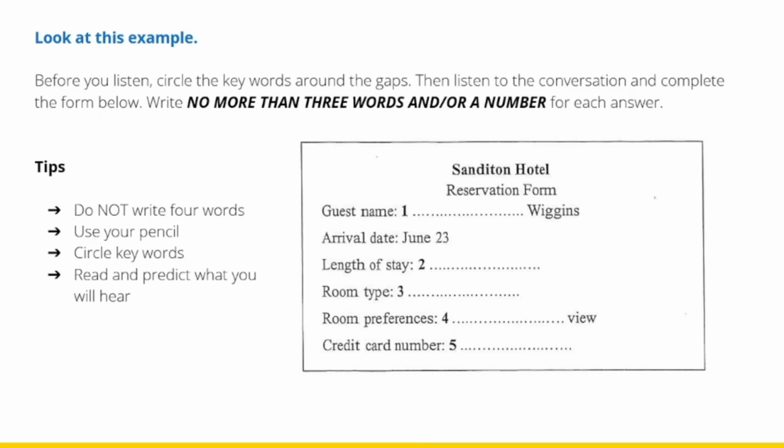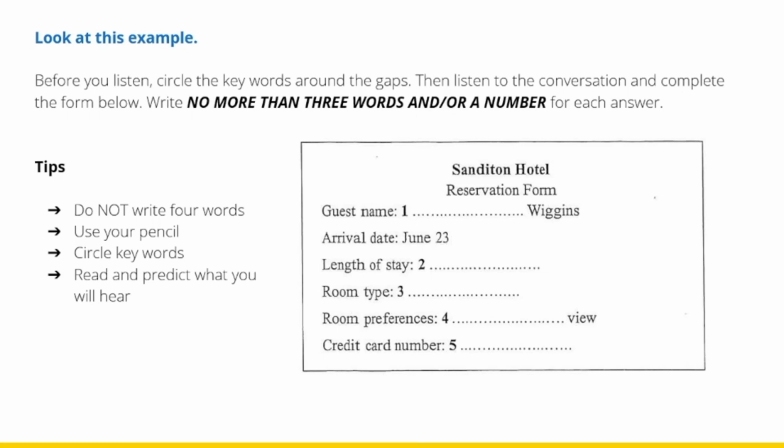So be very careful when you're listening for this information. And the last point we have, number 5, is the credit card number. As you remember, we discussed previously the numbers and different ways we can say them. So you have to make sure you know all the different ways numbers can be said, and you are listening carefully for these numbers.